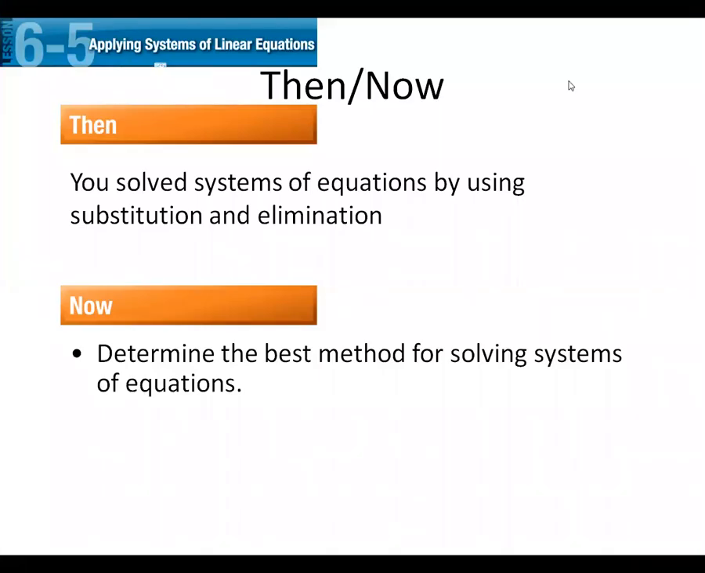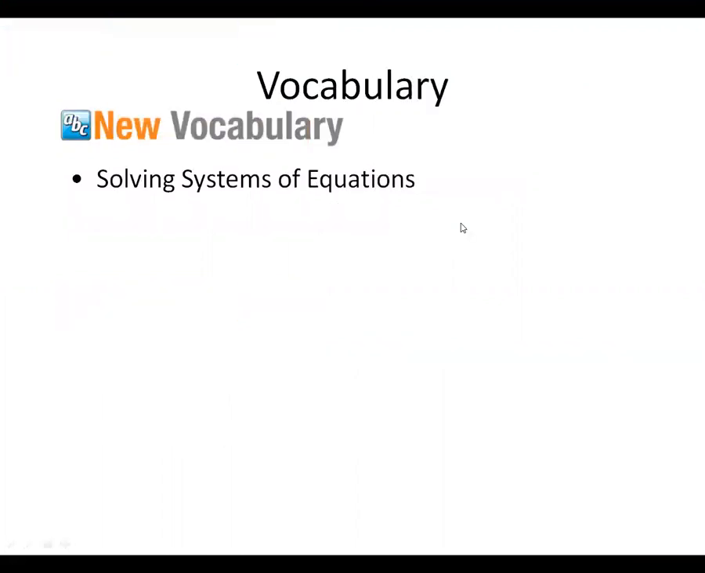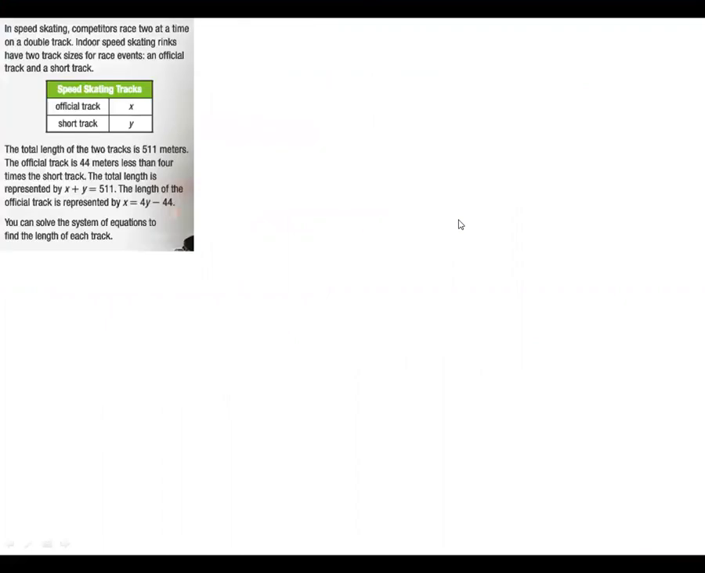All right, guys, we're back with section 6.5. Now we're going to talk about applying systems of linear equations. Up to this point, we've solved systems of equations using substitution and elimination as well as graphing. Now we're going to determine the best method for solving systems of equations and also apply those methods. So, that's what we're going to talk about, solving systems.